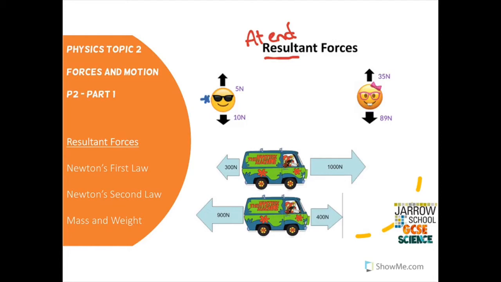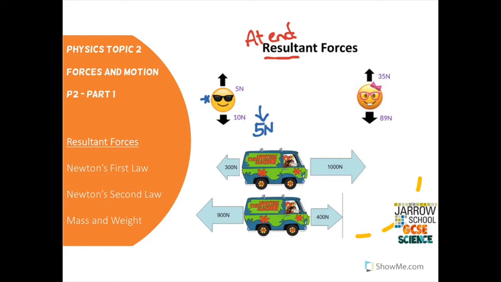So here we have a force up of 5 newtons, a force down of 10 newtons. Which one's bigger and how much bigger is it than the other one? Well, the force down 10 newtons, that one's bigger. How much bigger is it? So 10 take away 5 is 5 newtons. So that is the resultant force. And it's as easy as that.